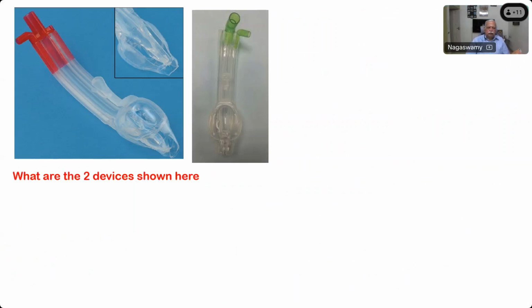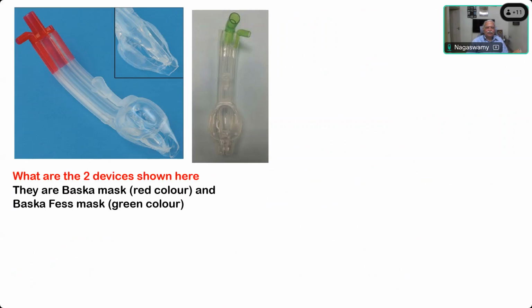What are the two devices shown here? Are they both same or different? Different. That is why two pictures are seen. So they are Baska mask, red color, and Baska fast mask, green color. Okay. So both are called Baska mask. The red color is called ordinary Baska mask. The second is called the Baska fast mask.